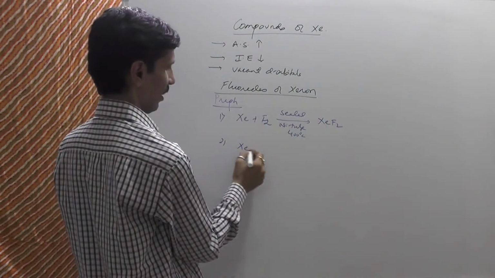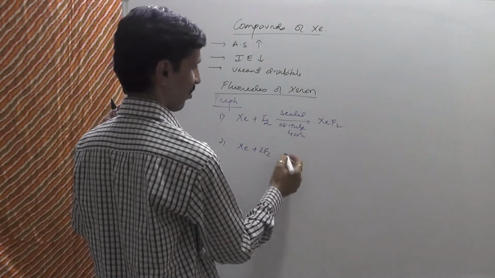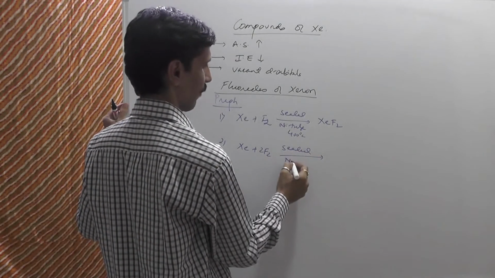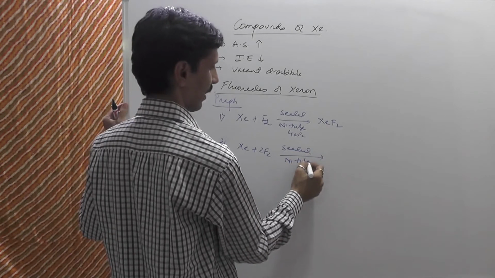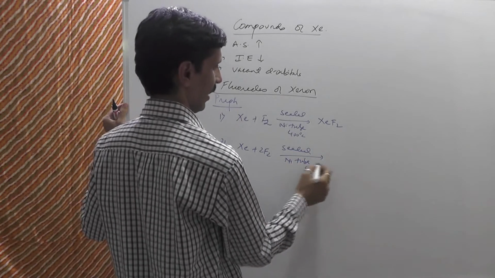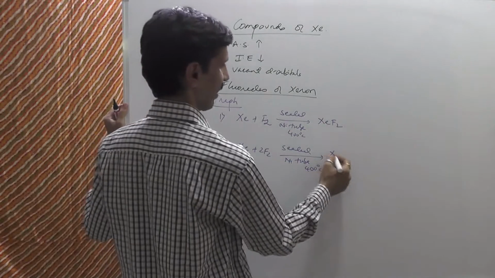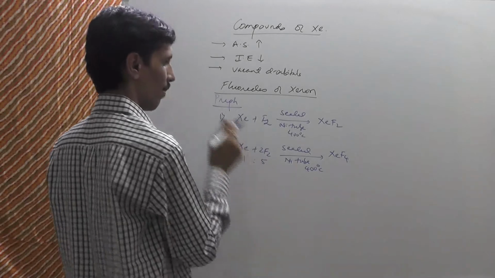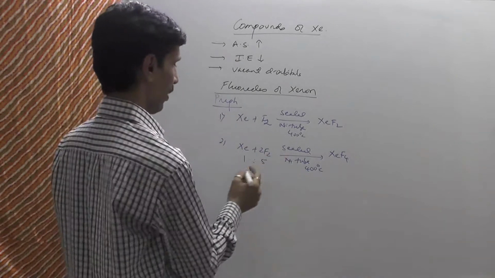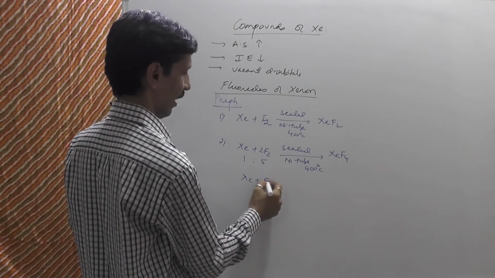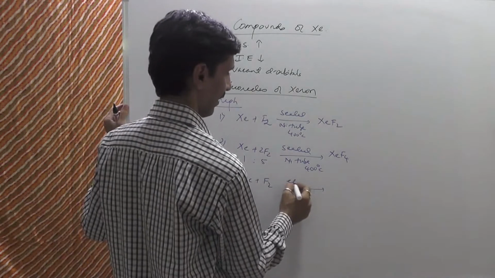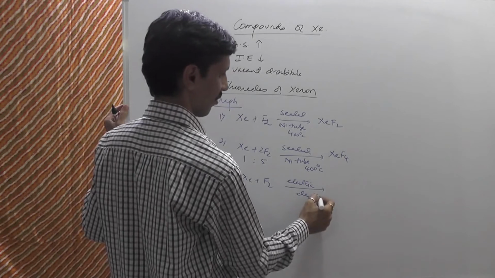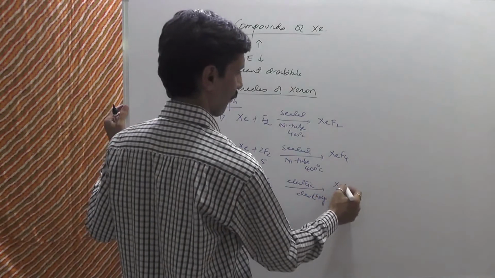Similarly, Xe plus 2F2, I increase the proportion of fluorine, so obviously that will be reflected in the product as well. Condition is the same, sealed nickel tube with 400 degrees Celsius, yahan par ban jayega XeF4. Okay, this is going to be 1:5 by volume. Okay, next one is, we have Xe plus F2, and we talk about electric discharge. Then also we are going to get XeF4.